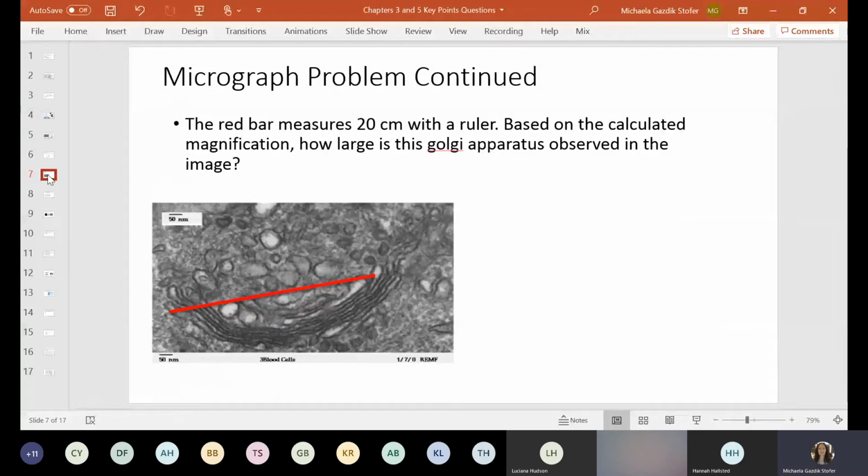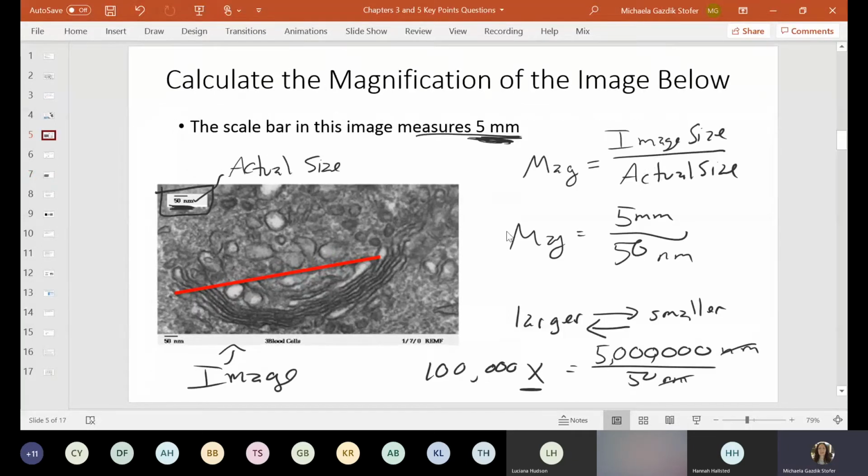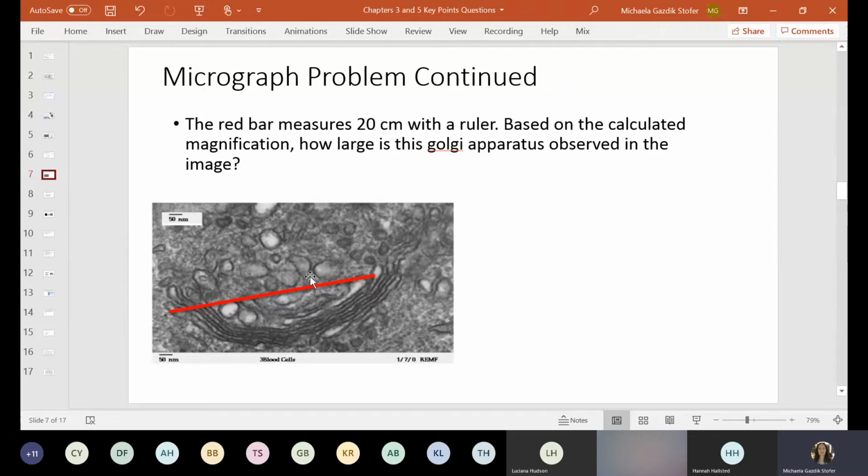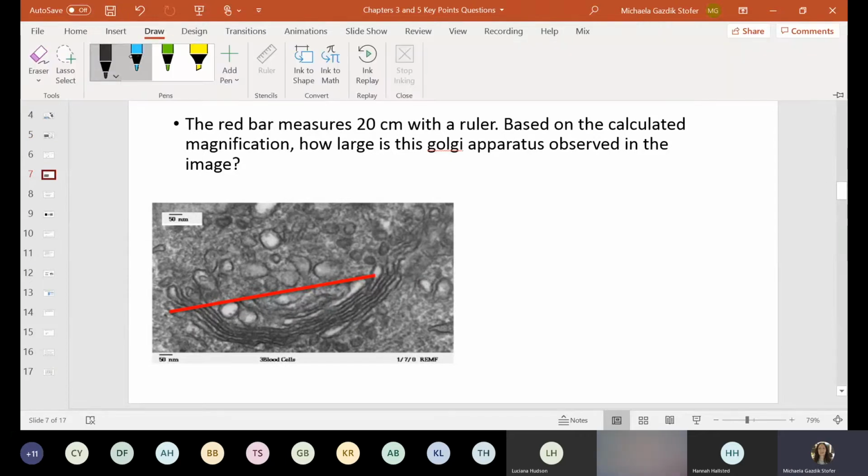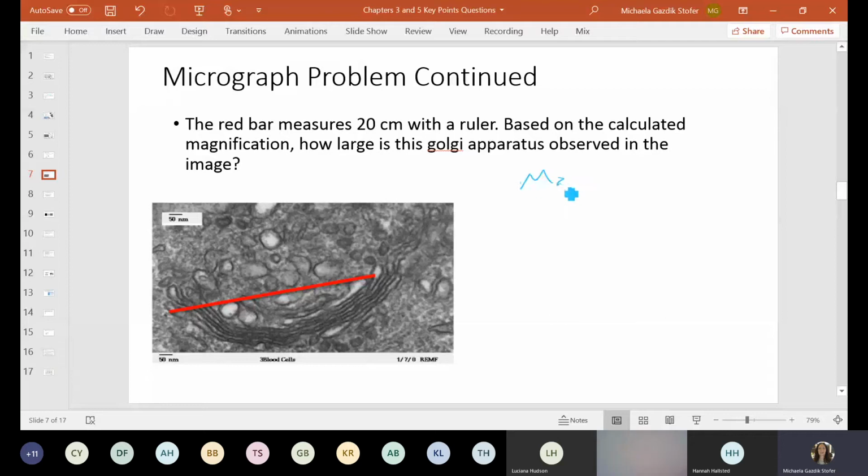Okay. The last part of this problem then wants us to say, typically we want to know how magnified an image is, not because we care about the magnification, but because we want to know how big the specimen is that we're looking at. And so now we're going to come back to that same equation, but we're going to use it differently because now we know the magnification. So remember, magnification equals image size over actual size. But now we know that this is 100,000 times magnification. And what we're trying to find out is how large is the actual Golgi apparatus? So what is the actual size? So we're going to be solving for A.